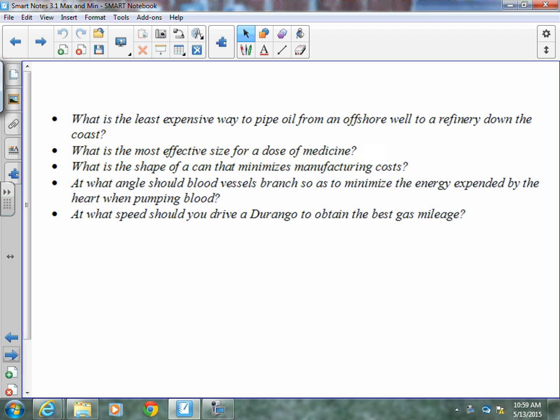So we're going to be using maximums eventually this chapter to figure out what's the least expensive way to pipe oil from an offshore well refinery down to the coast. What's the most effective size for a dose of medication? What's the shape of a can that minimizes manufacturing costs? At what angle should blood vessels branch so as to minimize the energy expended by the heart when pumping blood? And at what speed would you like to drive a Durango to obtain the best gas mileage? So, some things where we can maximize and minimize, very much like what engineers do when they're designing something or manufacturing something at the cheapest cost, that sort of thing.